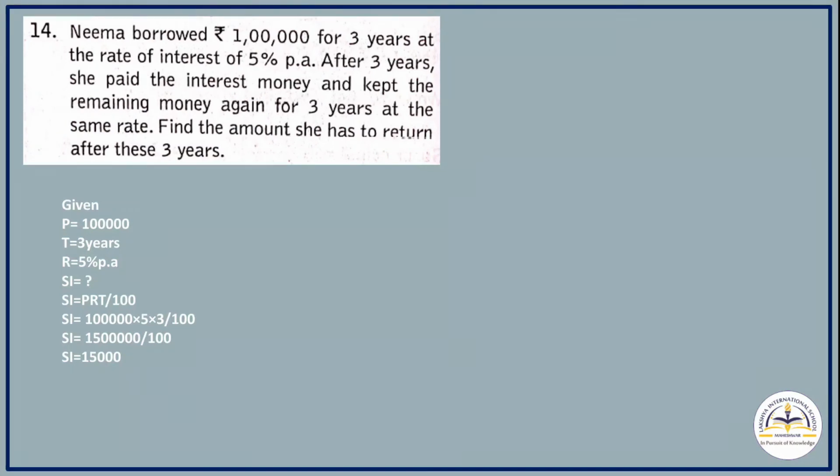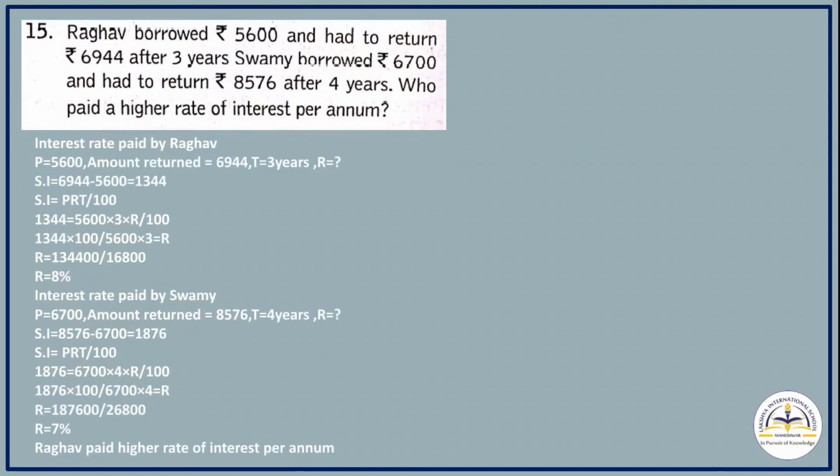Now question number 14. In the same manner you have to solve. The principal amount is given, that is 1 lakh, and the time is given, that is 3 years, and the rate is also given, 5% per annum. You just calculate the interest.